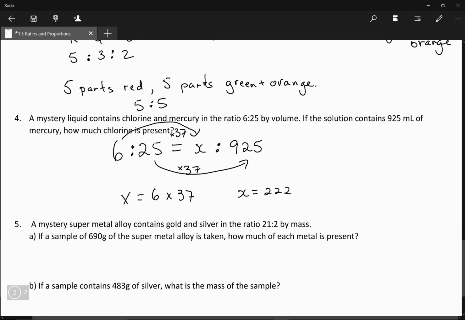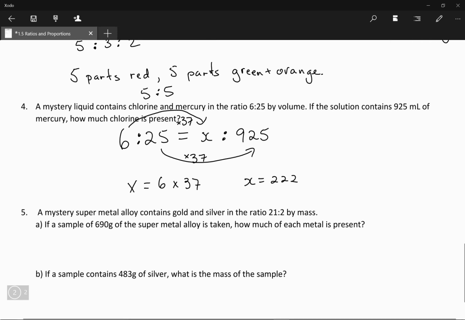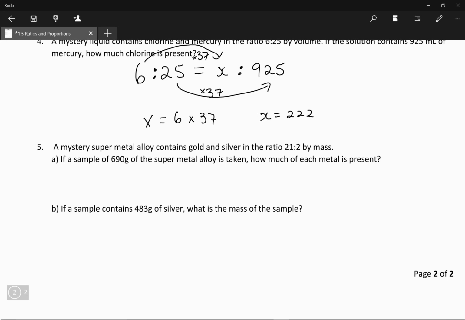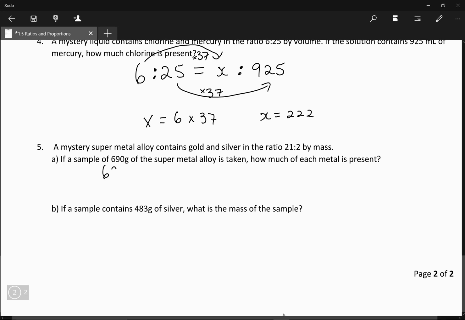Oh, excuse me. Number 5. So a mystery supermetal alloy contains gold and silver in the ratio of 21 to 2 by mass. So 21 would be kilograms of gold, 2 kilograms of silver, that kind of thing. Here they are grams. So if a sample of 690 grams of the supermetal alloy is taken, how much of each metal is present? Okay, so 690 grams in total of the whole combined thing.